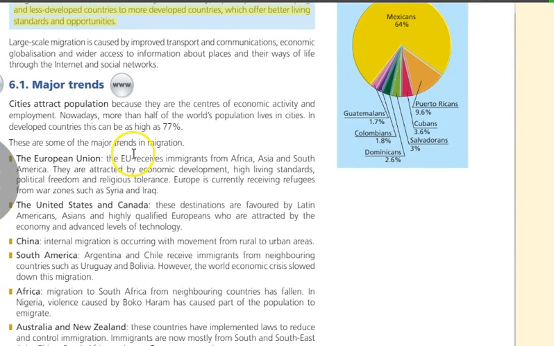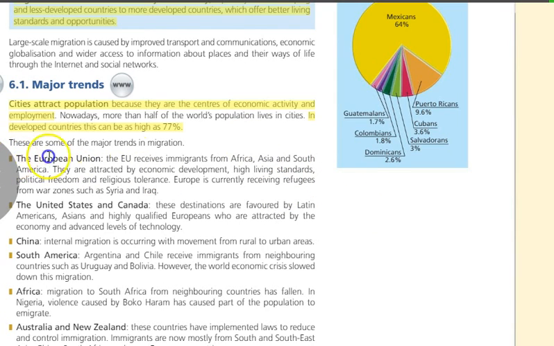The major trends. Cities attract population because they are centers of economic activity and employment. Nowadays, more than half of the world's population lives in cities. In developed countries, this can be as high as 77%. These are some of the major trends on immigration.